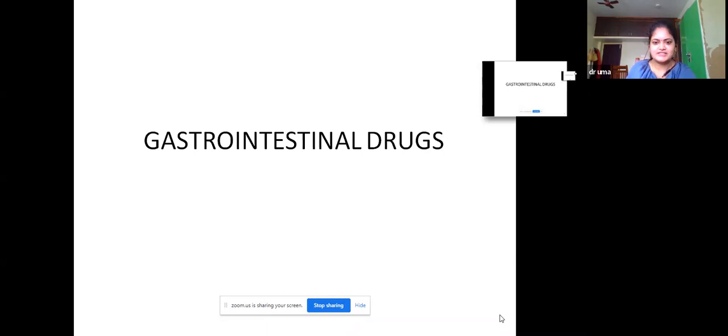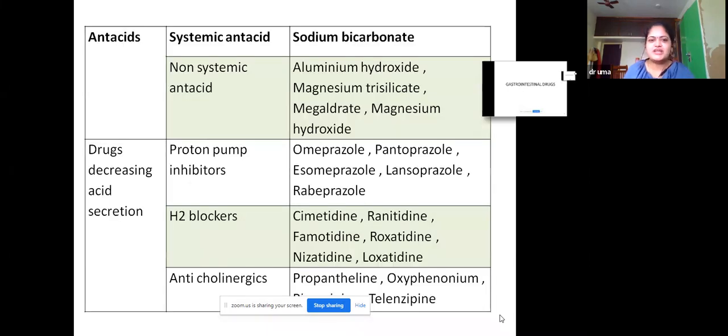Gastrointestinal drugs. The first is drugs for peptic ulcer, which includes antacids: systemic antacids and non-systemic antacids. Systemic antacid includes sodium bicarbonate. Non-systemic antacids are aluminum hydroxide, magnesium trisilicate, magaldrate, and magnesium hydroxide. The most commonly asked question is, which is the systemic antacid among the following? The systemic antacid is sodium bicarbonate.